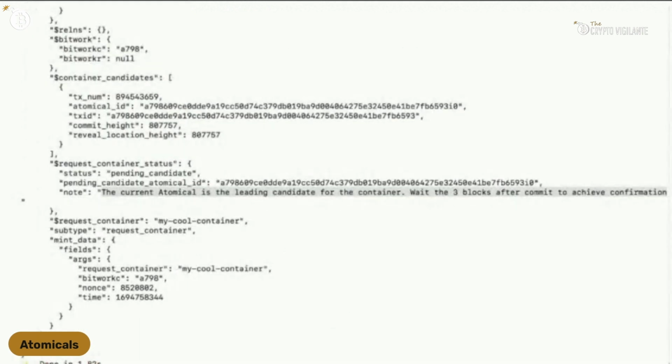And here, I just sped it up. Here's what happens after the container is minted, and we query the atomical. We can see here that the container is pending candidate. So the atomical is the leading candidate for the container. We must wait 3 blocks after commit to achieve confirmation. Now, let me explain what this is. In order to have a robust identity name system, we have to solve for front running.